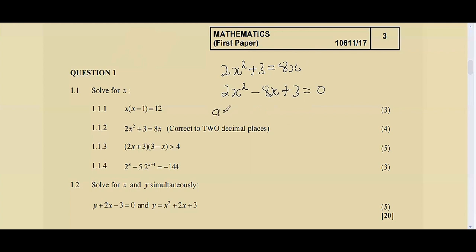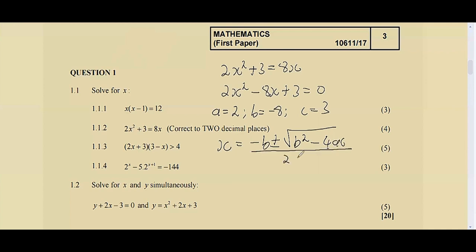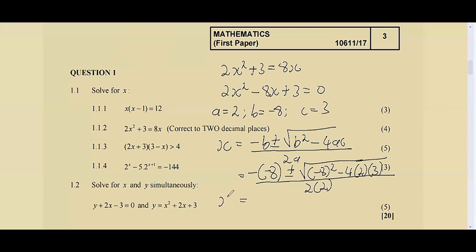Now at this point, we can say a is equals to 2, b is equals to negative 8, and c is equals to 3. Then just go ahead and write the quadratic formula. This is negative b, but then our b is negative 8, then plus minus the square root of negative 8 squared minus 4, a is 2, and then c is 3, over 2 times 2.